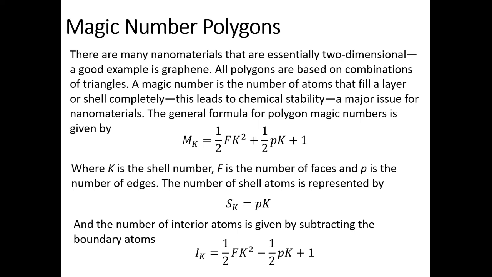Okay, so a lot of nanomaterials are 2-dimensional. We talked about graphene, which is a hexagonal type of material, and other kinds of polygons, like octagonal nanomaterials that are 2-dimensional. So let's talk about what a magic number is. A magic number is the number of atoms that fills a layer or shell completely. This leads to chemical stability, a major issue for nanomaterials. The general formula for a polygon is given here.